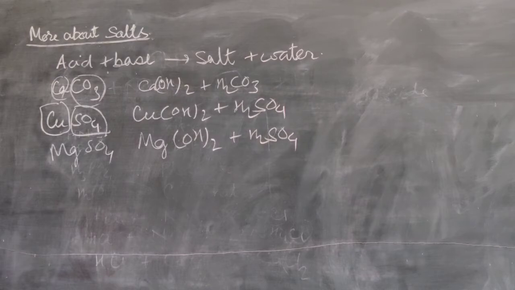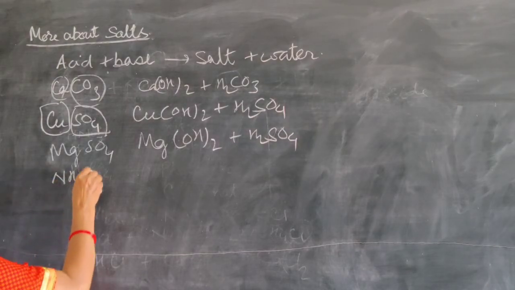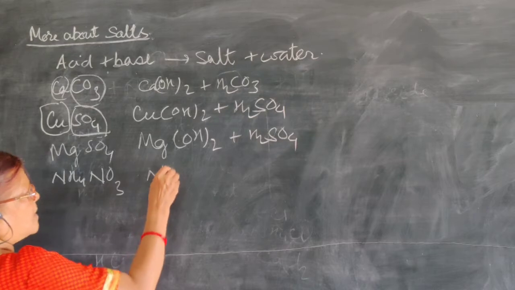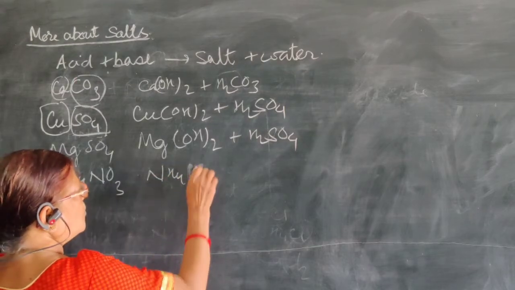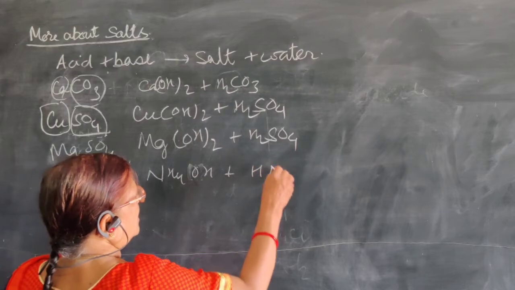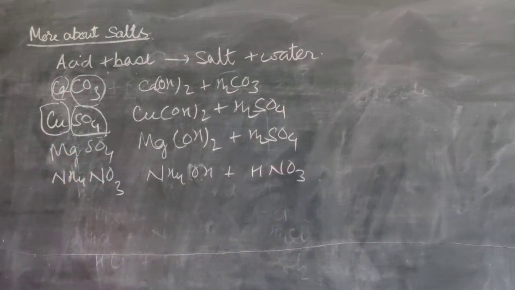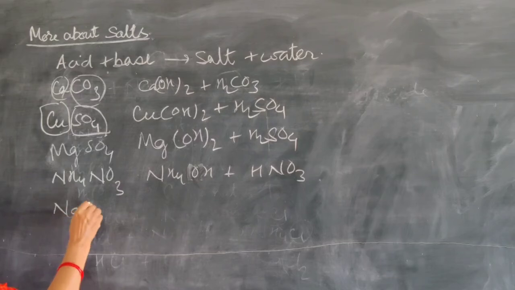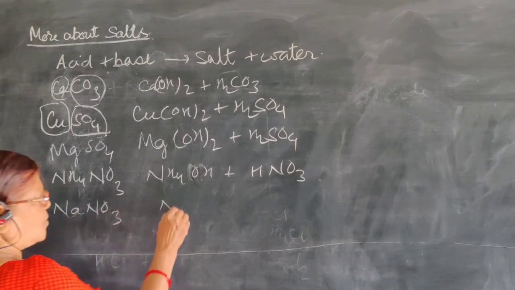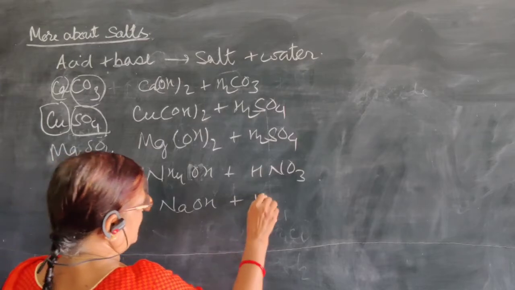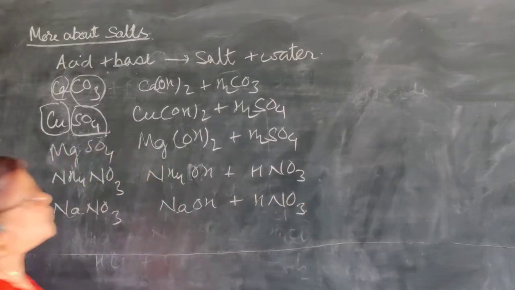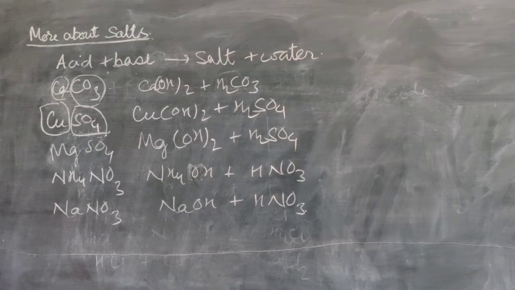Suppose it is given ammonium nitrate, NH4NO3. Here the base is ammonium hydroxide, NH4OH, plus nitric acid, HNO3. Okay, it may be sodium nitrate, NaNO3. Here the base is sodium hydroxide and the acid is HNO3. In this way we can identify the acid and bases which are taken to form the salt. So we can write the names of the different acids and salts here. So this is the classification of the salts.